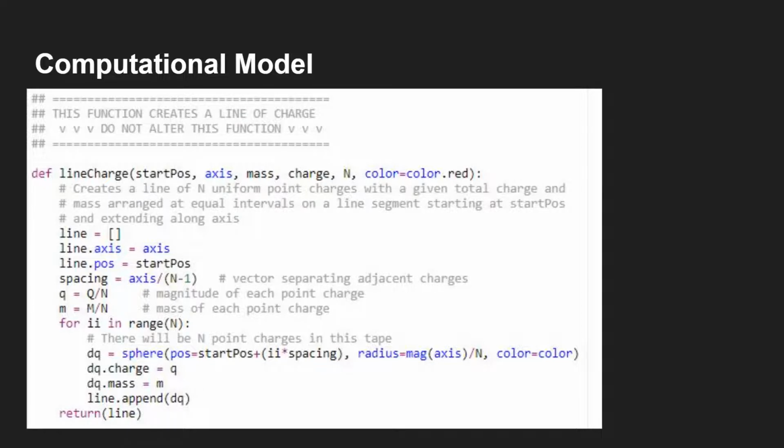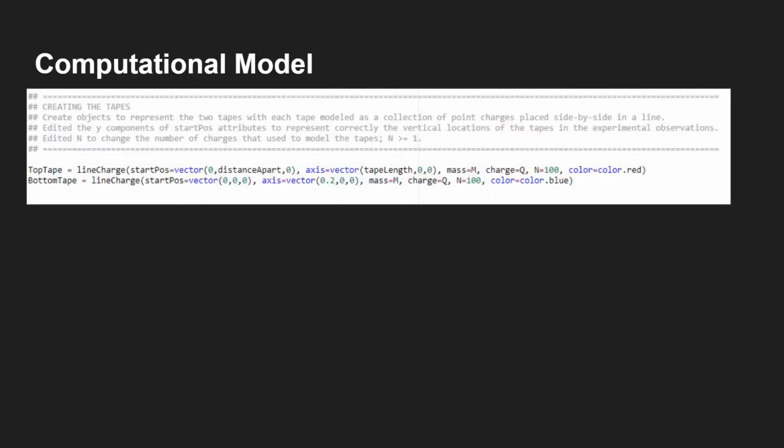And then we have a function that creates a line of charge over so many points. In this situation, n is the number of uniform point charges with a given total charge and mass at equal intervals along the length of the tape, which we set later on. This is just a visualization of the top tape and the bottom tape, where we set n equal to 100, so that's how many points per tape along the whole length of the tape.